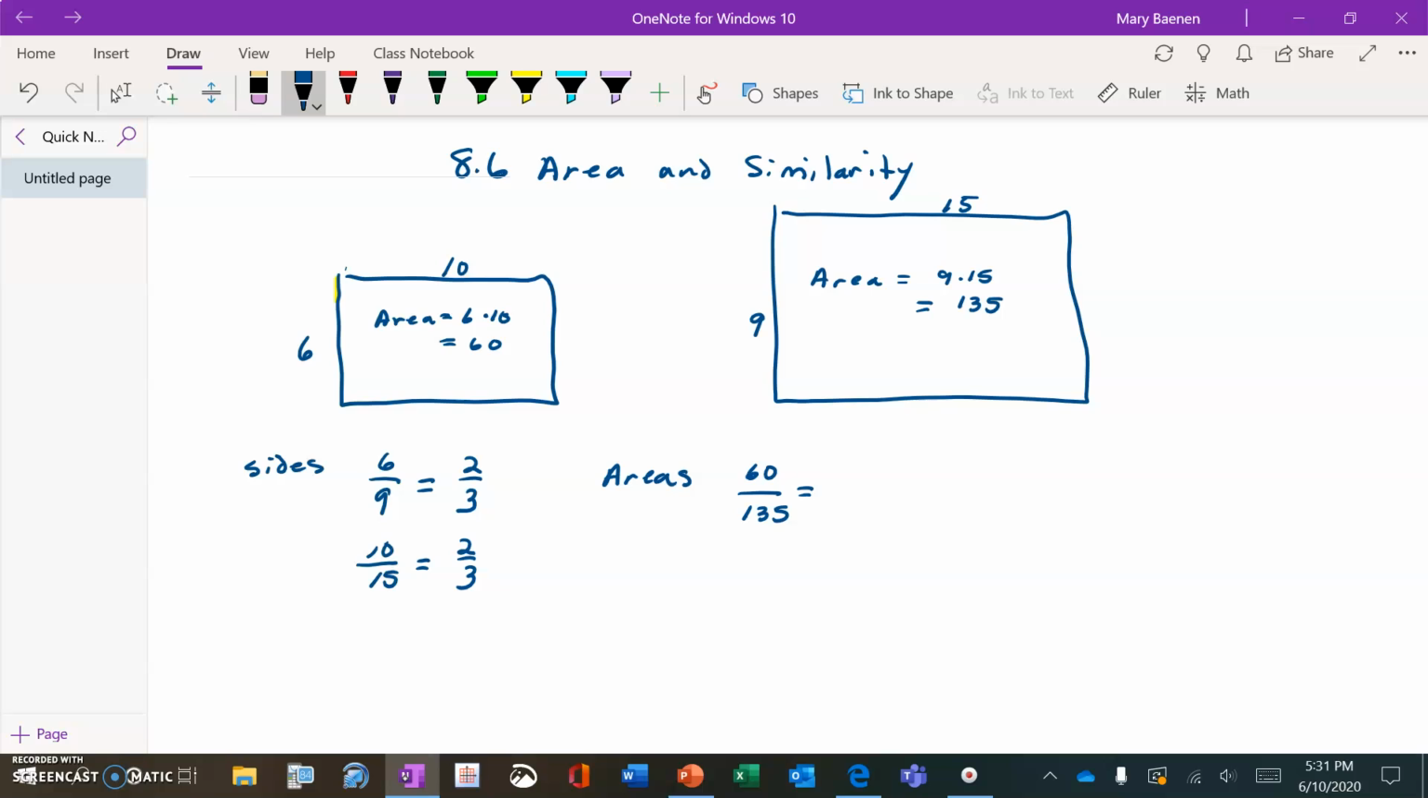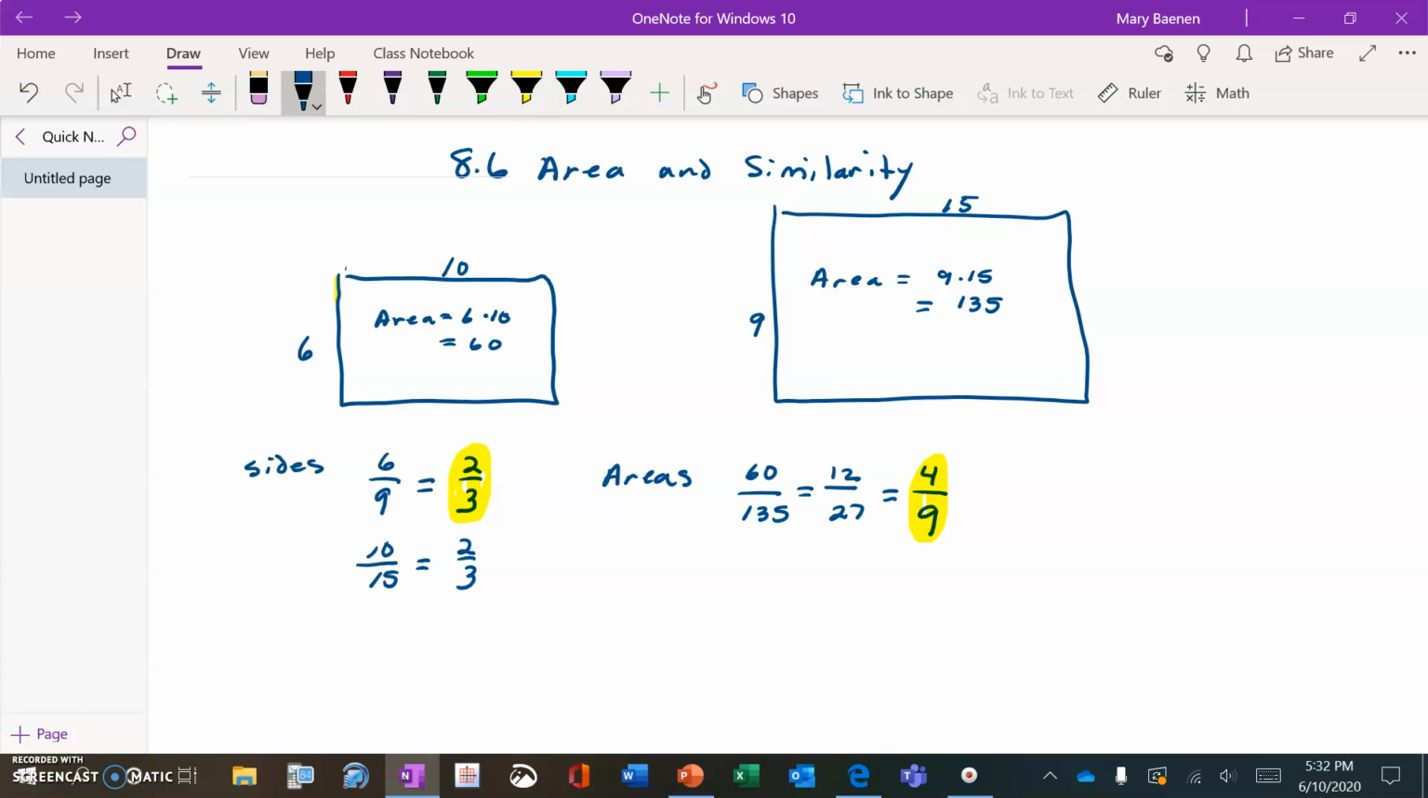Now I know 60 and 135 can be divided by 5. So I get a 12 on the top and a 27 on the bottom, but then I can divide again the top and bottom by a 3. So I get a 4 on the top and a 9 on the bottom. What I'm looking for is a relationship between the ratio of the sides and the ratio of the areas. And right now, they are not equal to each other.